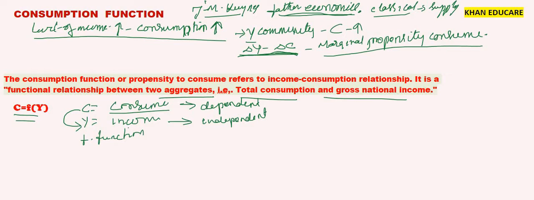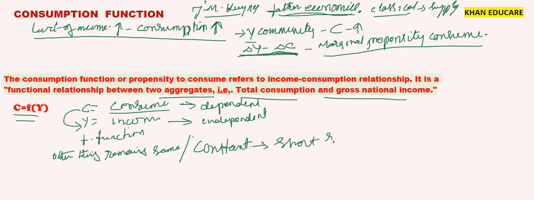This relationship is based on ceteris paribus. Ceteris paribus means other things remaining the same, that is, other things remaining constant. This assumption is taken to study the consumption function in the short run. In the short run, J.M. Keynes used to describe the consumption function.